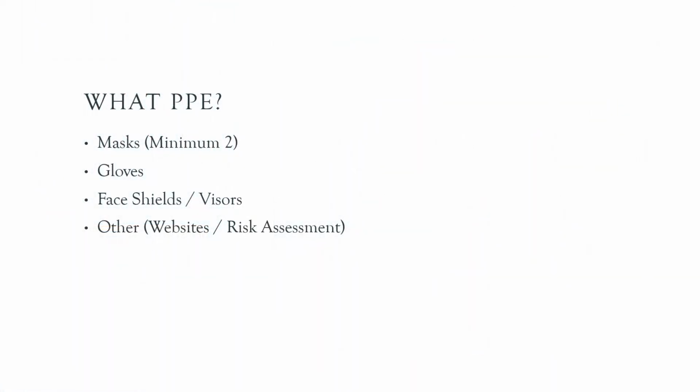What personal protective equipment are we talking about? First of all, are your COVID-19 masks. Every employee is required to have a minimum of 2. Then, the appropriate gloves, dependent on the task that you are performing. Face shields and visors, as well as others that are recommended via the websites spoken above, or the risk assessment.